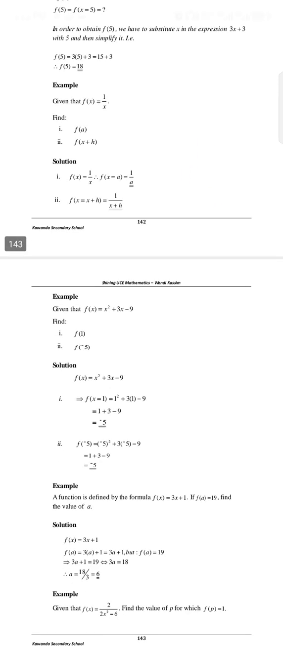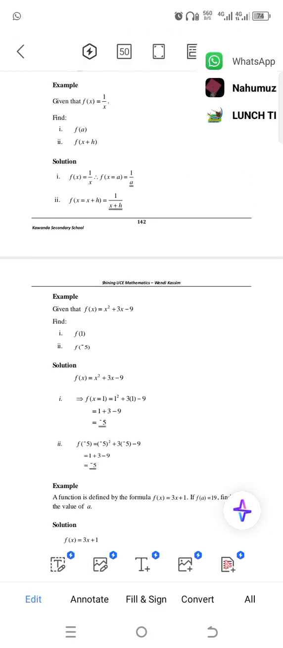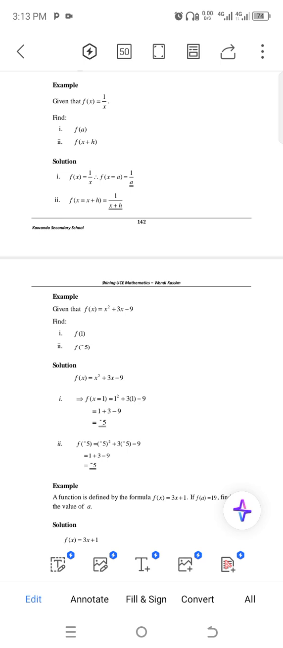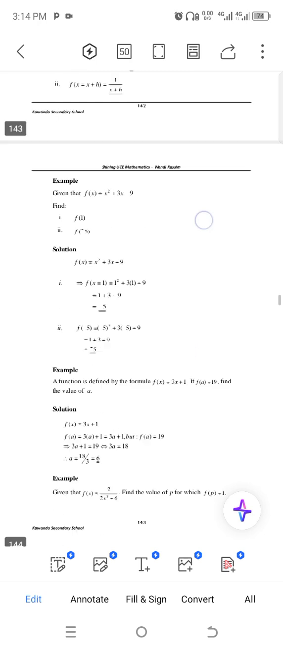Example 2 shows that given f of x equals 1 out of x, find f of a. It simply means that where x is, we shall put a because a has gone into the place of x, which becomes 1 out of a by replacing x with a. What if they say we find f of x plus h? We shall still say where x is, we put x plus h. So we shall get 1 out of x plus h. So how functions work in this concept is that they replace each other depending on what you are given.